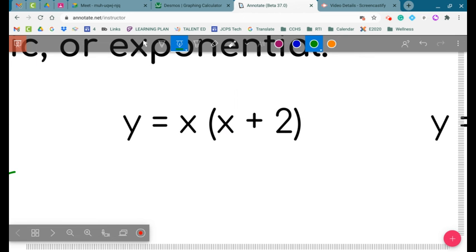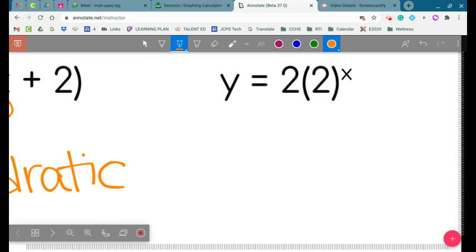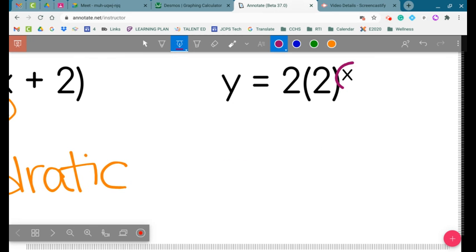And then on the next one, this one's kind of tricky. Because you're like, but Ms. Gilbert, there's just an x. But if I do x times x, I'm going to get x squared. And that is what matters. So this one is actually quadratic. This is one of the ones that's kind of tricky. And then the last one, we have an x as an exponent, so this is exponential.